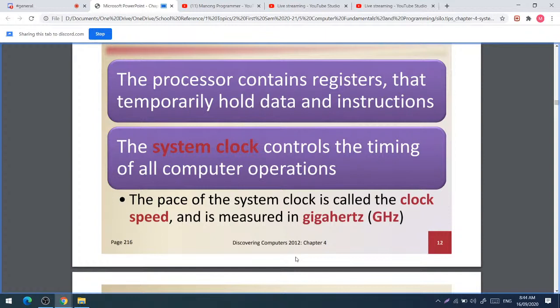Sir, bakit frequency? Diba kakadiscuss ko lang ng machine cycle? So, ifi-fetch niya muna, i-decode, execute, then store. Kung gaano niya kabilis gawin yung cycle na yon. So, that is the system clock.